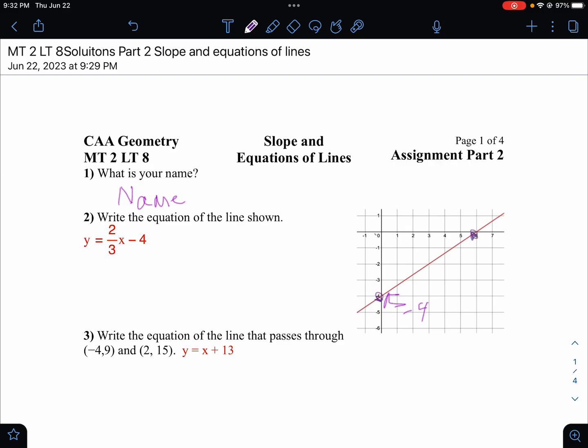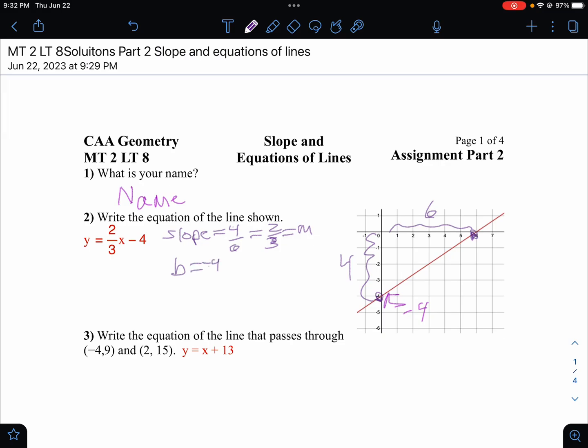So notice it goes up 4, and it goes over 6. So my slope is 4 over 6, which is 2/3. That's my m. Your b is negative 4.